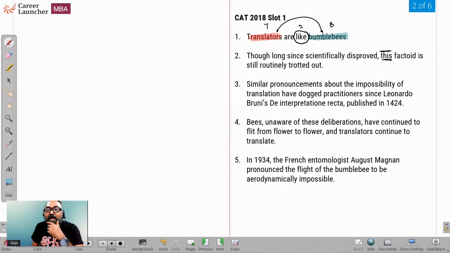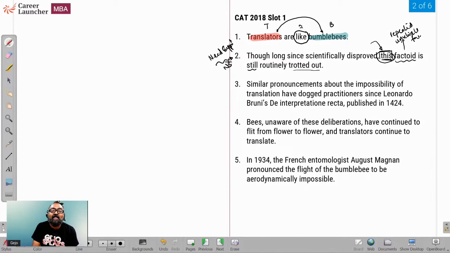So this is a good indicator, something that is very near. This factoid is a repeated, unreliable fact, right? Is still routinely touted out. So there is something that is touted out. Obviously, this particular thing requires some sort of support. We need to look at some factoid. Two has to exist with the factoid. Two cannot exist independently without that. So this is a sentence that needs support. So I'm going to call these NS sentences: sentences that need support.